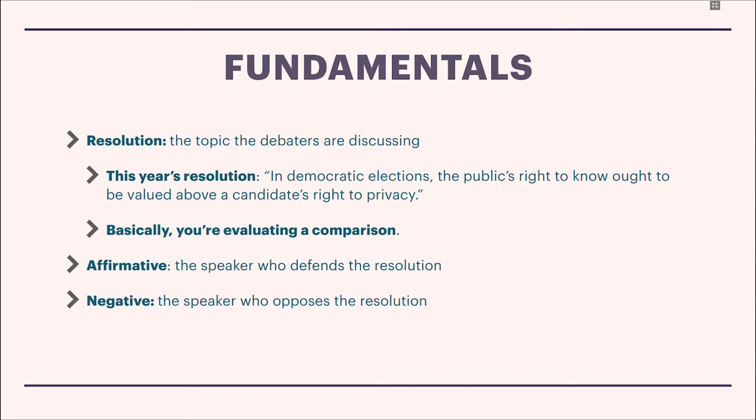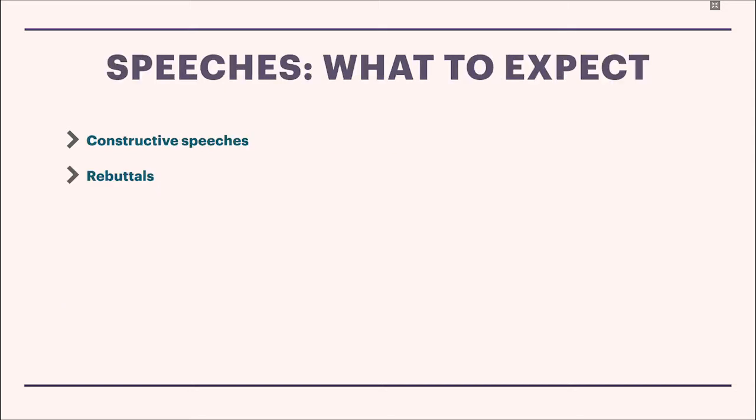So now that we've addressed the fundamentals of the debate, we've talked about what the resolution is and the two opposing sides in this discussion, we'll talk about how the debate round will unfold. There are two kinds of speeches in the debate: constructive speeches and rebuttals. Constructive speeches mean the debaters will spend the majority of their time presenting a case, just a cohesive series of arguments for their side of the resolution. So, for instance, the affirmative will begin the debate with a constructive speech that links a bunch of arguments together in an attempt to demonstrate to you that the right to know is superior to the right to privacy.